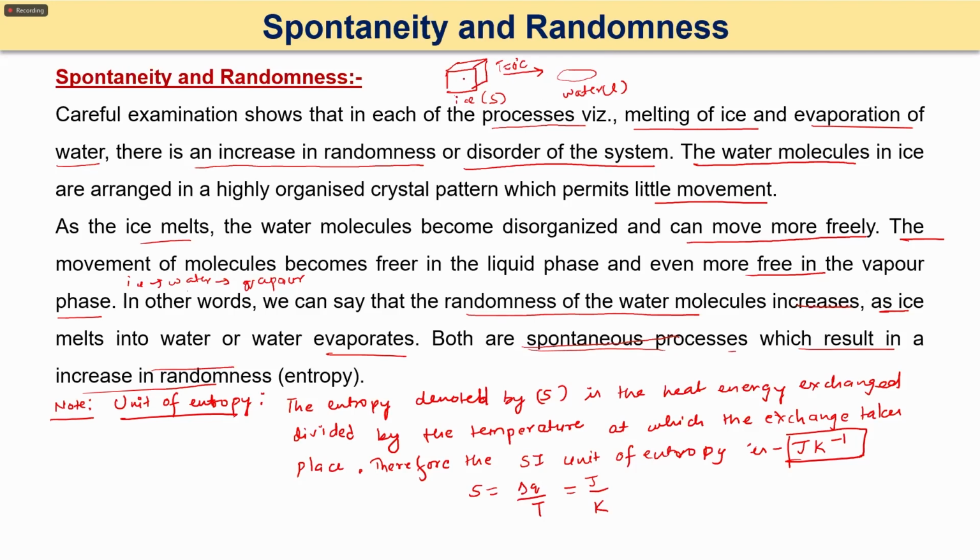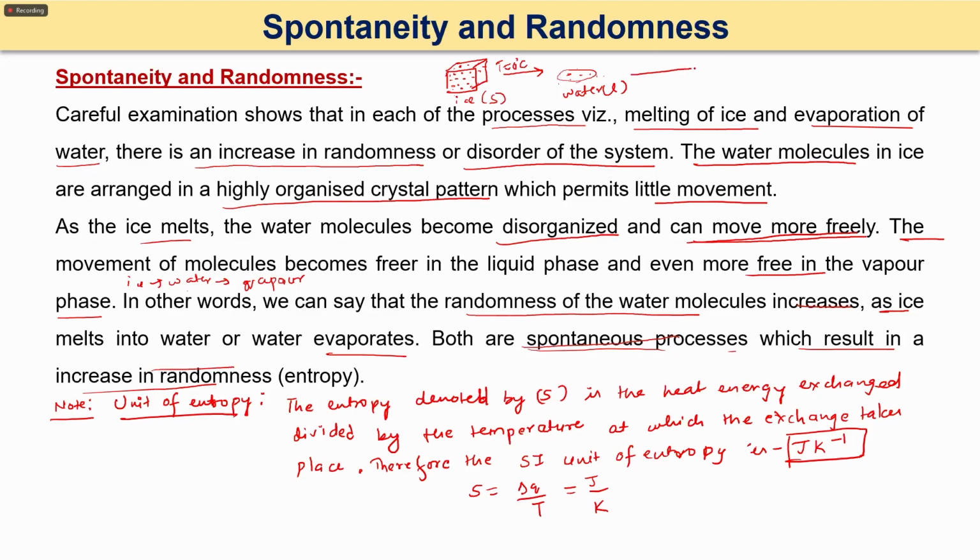In solid phase, your molecules are organized. Okay, so the water molecules in ice are arranged in a highly organized crystal pattern. They are highly organized, like this. But when it is changing from the solid to liquid phase, the water molecules become disorganized and they can move more freely, because here it is your liquid phase and they become disorganized, and now they can move randomly. Okay, they can move freely.